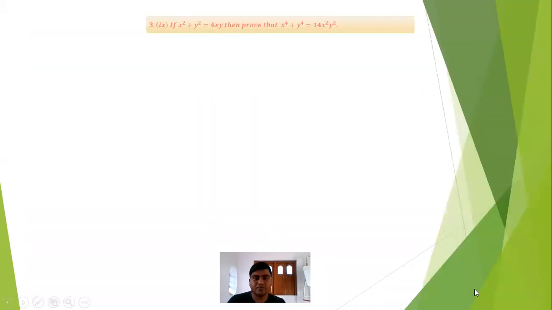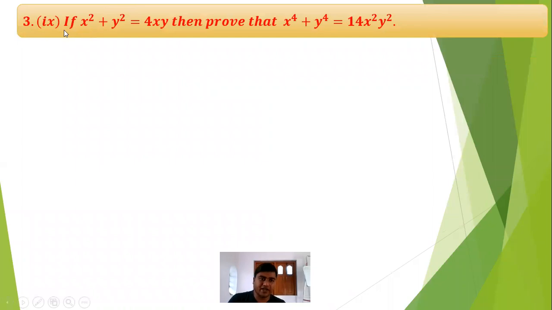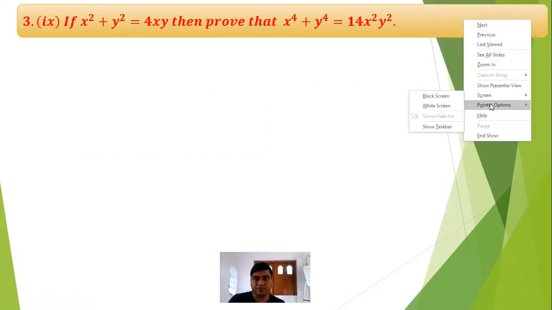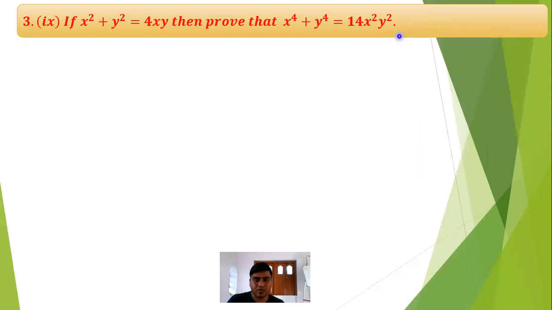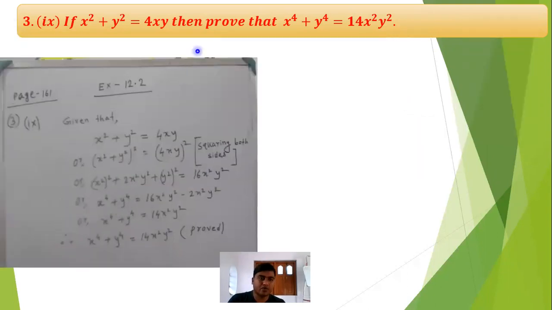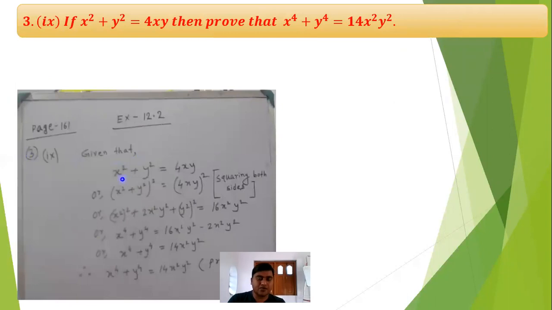Next problem. If x square plus y square equals 4xy, then prove that x to the power 4 plus y to the power 4 equals 14x square y square. Now given that x square plus y square equals 4xy. Now squaring both sides, (x square plus y square) whole square equals (4xy) whole square.